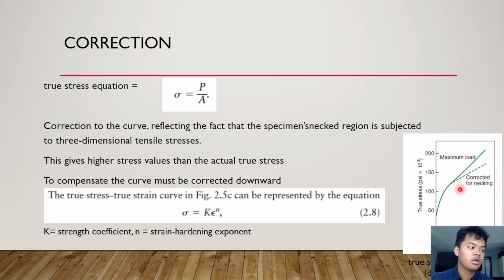So what is going on here? We have what's called a strain hardening phenomenon, where if you pull apart a specimen, the crystals and the atoms in the material get pulled apart, and that actually makes the material harder and stronger and more resistant to being pulled apart. Hence this line. So we are correcting it by curving it downward.